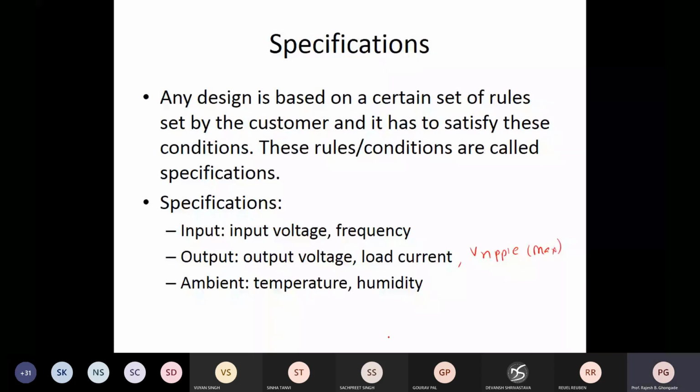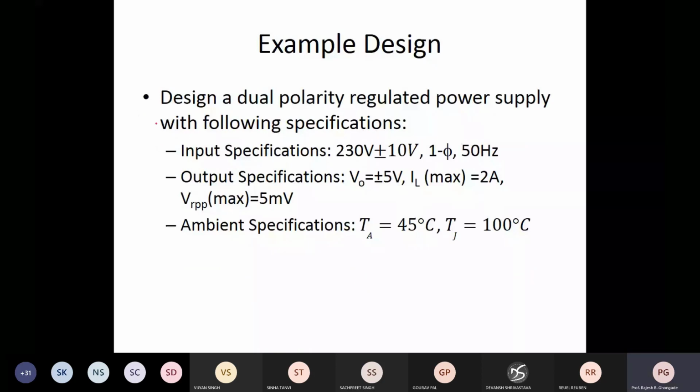So the design example here uses these specifications. The input specifications say that you are supposed to design a dual polarity regulated power supply with the input as 230 volts. There will be fluctuations, 230 volts plus minus 10 volts, single phase, 50 hertz. That is the line supply. What are the outputs expected? Outputs expected are plus minus 5 volts with a maximum load current of 2 amperes. This is called a rated load. And the maximum allowable ripple is only 5 millivolts.